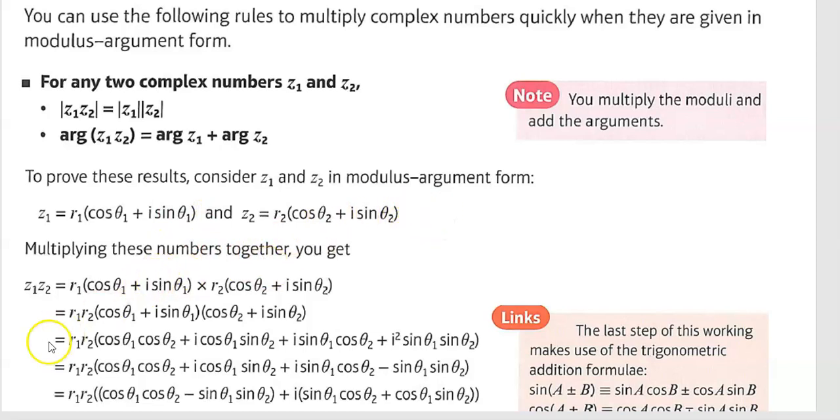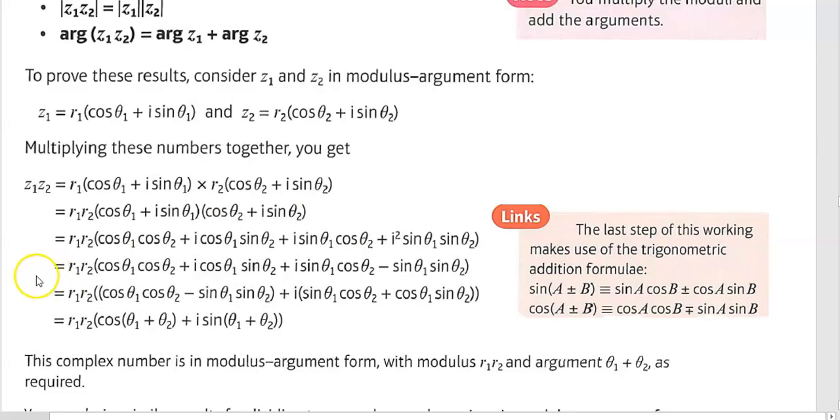Okay, there's quite a long proof here, which I'm going to let you work through in your notes in your own time. z1 times z2 is equal to this times this. So the r1 r2 comes out the front, so it's pretty obvious that the modulus of z1 z2 is going to be r1 r2. Go through this process multiplying this out as you would. So cos theta 1 times cos theta 2, cos theta 1 times i sine theta 2, i sine theta 1 times cos theta 2, i sine theta 1 times i sine theta 2. Remembering i times i, or i squared, gives you minus 1. And it will tally up to be this.